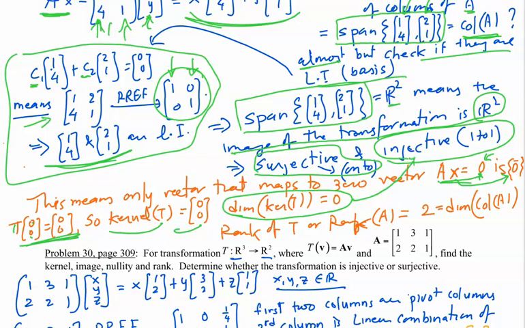Remember, that's one of the theorems: if the dimension of the kernel of T is 0, or the kernel of T is only the 0 vector, then it's injective, one-to-one. So the rank of T, or rank of A, is going to be what? It's a 2x2 matrix, so it's 2. And the dimension of the column space of A is also 2. So the dimension of the kernel of T is 0.